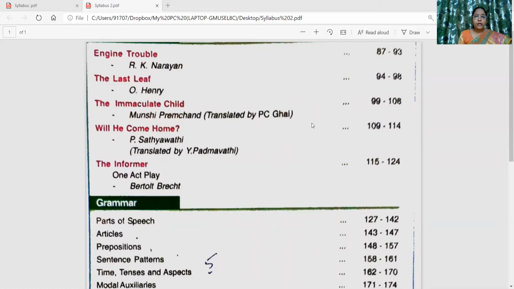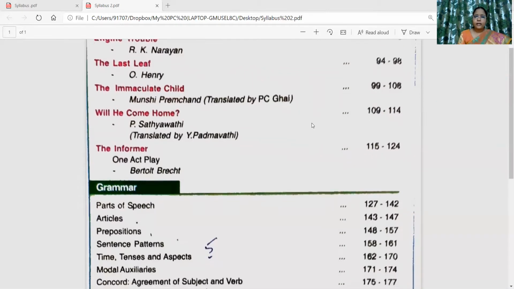And next, coming to The Immaculate Child, written by Munshi Premchand, translated by P.C. Gupta. The Immaculate Child is a story of a boy and about the society we faced in those days, and how a woman faced different problems in the society. All these things we find in this story. It's a very interesting story. We will have a nice time, students.